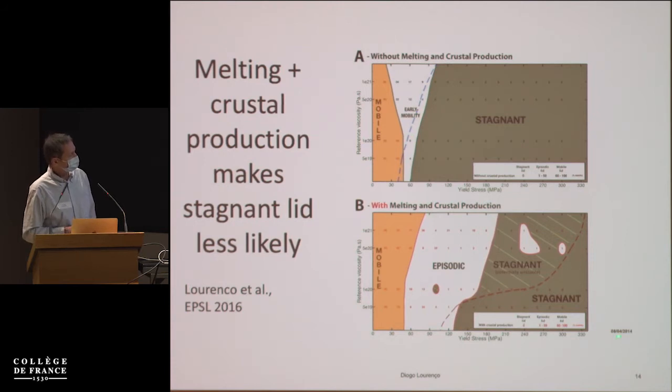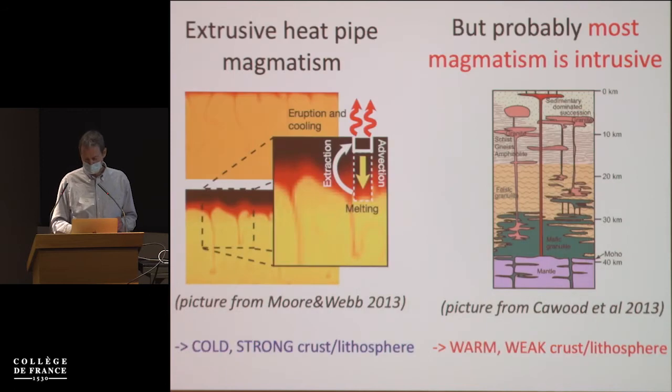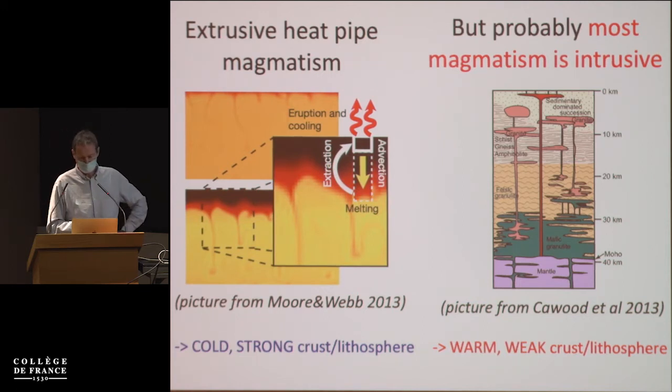This is yield stress. This is something else, viscosity. And adding melting and crustal production shifts the regime boundaries to the right, which means to higher yield stresses. So that allows you to get episodic or mobile lithosphere behavior at higher yield stresses. So in a way, yes, partial melt does help plate tectonics, but not by the direct mechanical effect of the melt itself. But those models assume that all of the melt generated below the plates went to produce basaltic crust.